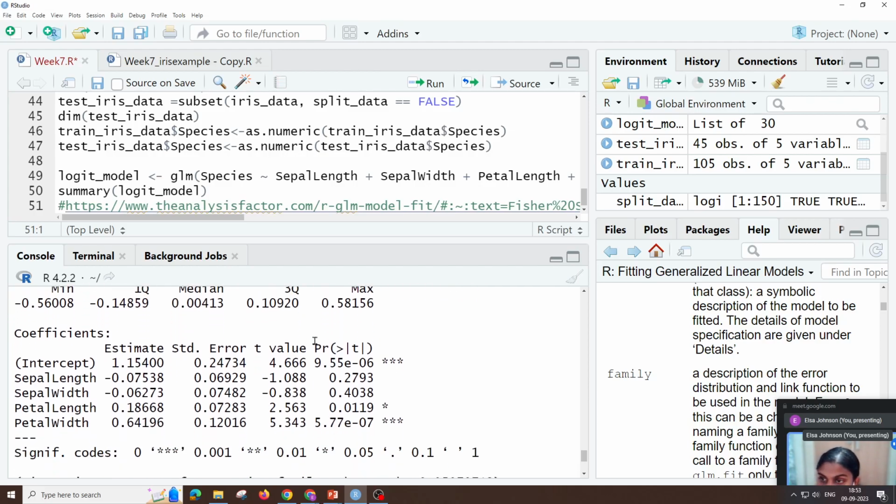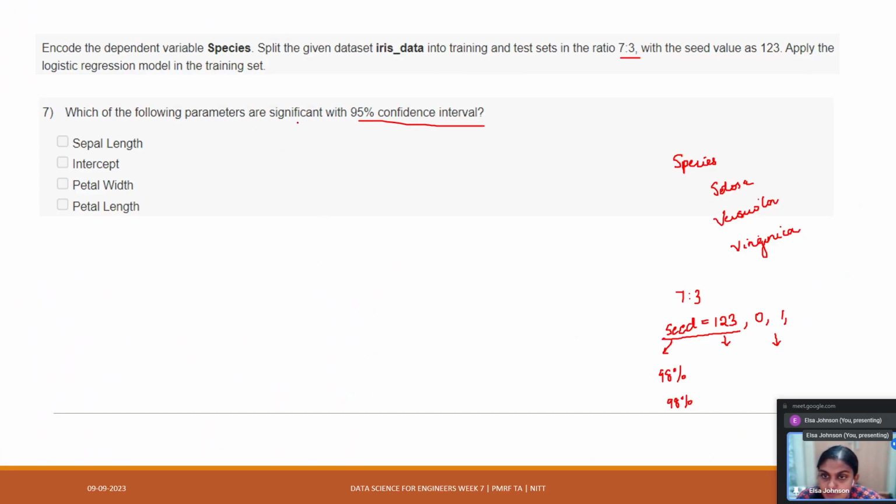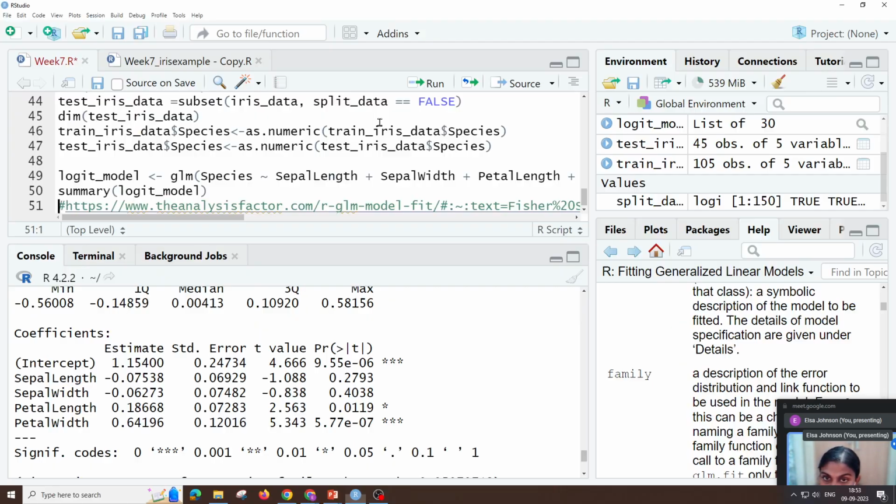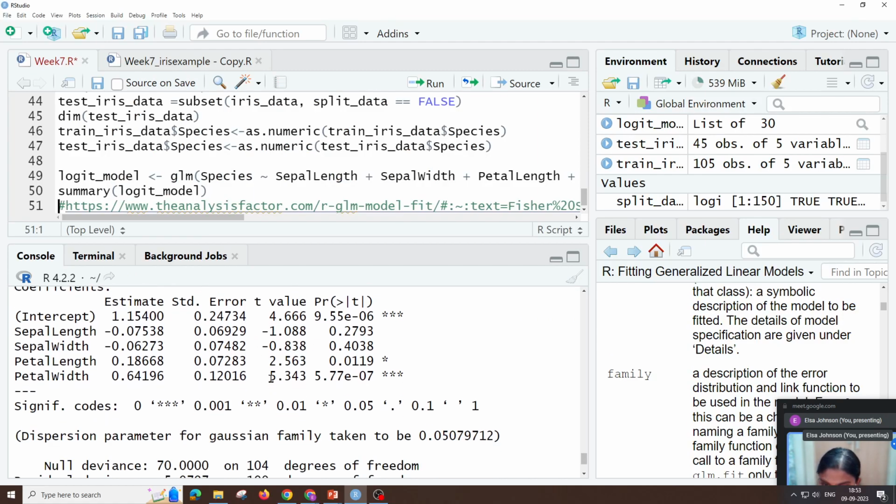The question was: which of the following parameters are significant with a 95% confidence interval? 95% means that it is like this star, 0.05. I mean, 0.95 is the confidence interval. So you can look at this particular thing. One star shows that the level of significance code is 0.05.